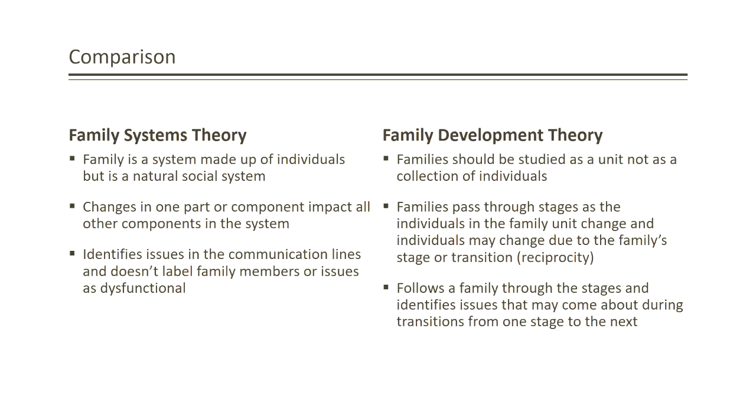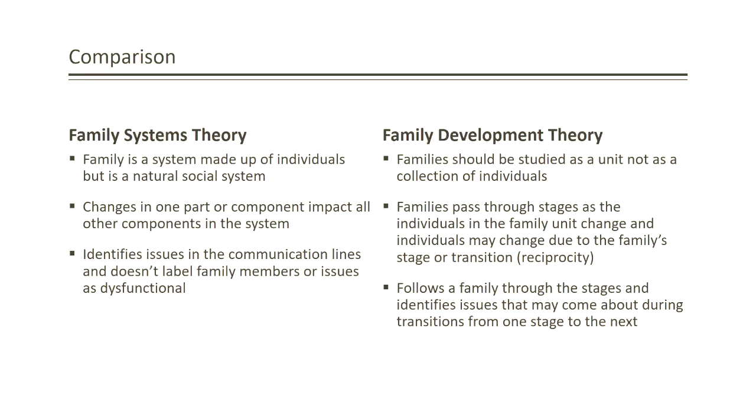Now, again, family systems theory identifies issues in the communication lines and doesn't label family members or issues as dysfunctional. Now, family development theory follows a family through the stages and identifies issues that may come about during transitions from one stage to the next. So this is where you see the difference in the two theories. Not only does family development theory have stages, which family systems theory does not, but family development theory follows the family through the stages, and it will actually identify issues that may occur due to the next stage.